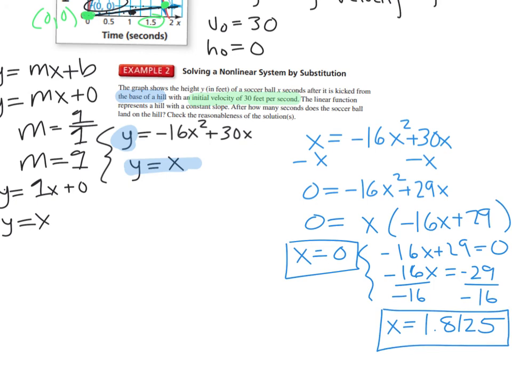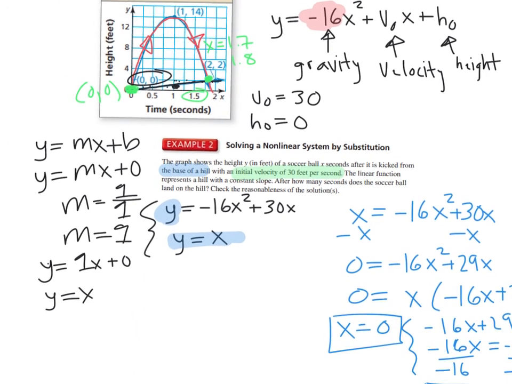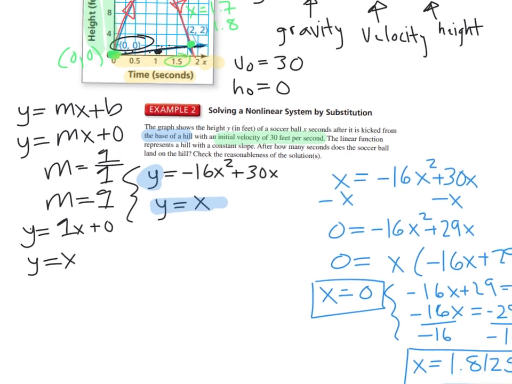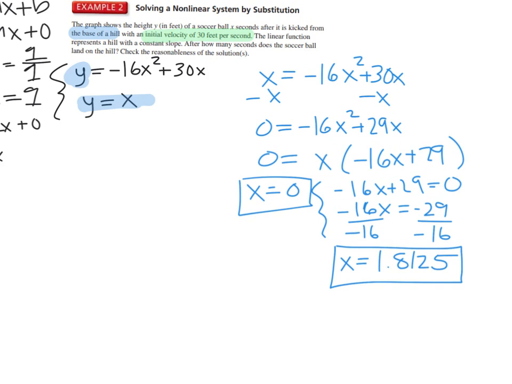And remember, in this graph over here, it says that the x is time, right? You have to look at the graph to understand that the x is time. This is all time. Over here, this is height. So just be aware of what the graph's communicating. So for my second intersection, we actually found the answer already because it says, after how many seconds does the soccer ball land on the hill? Well, the soccer ball would do it in 1.8125 seconds. And so this right here is your official answer.